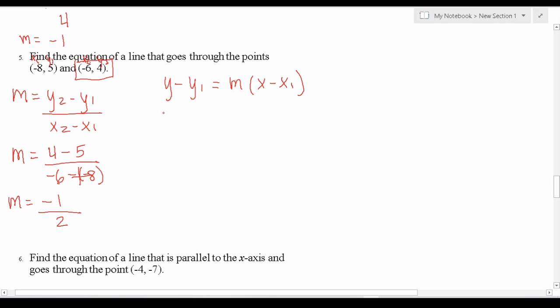So again, y minus y1, y is 4 here, equals m, which we found to be negative 1/2, times x minus our x1, which in this case is negative 6, so that's negative 6.